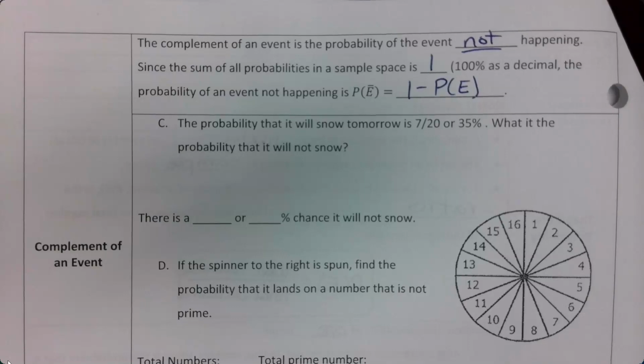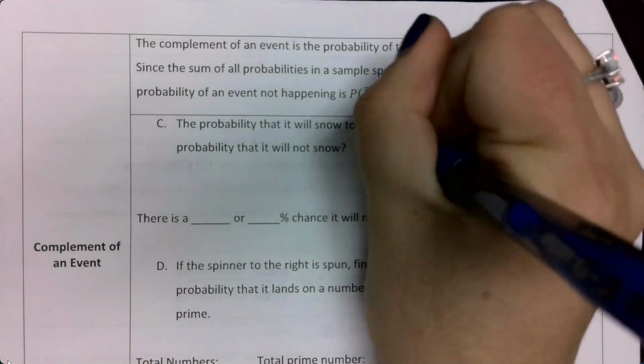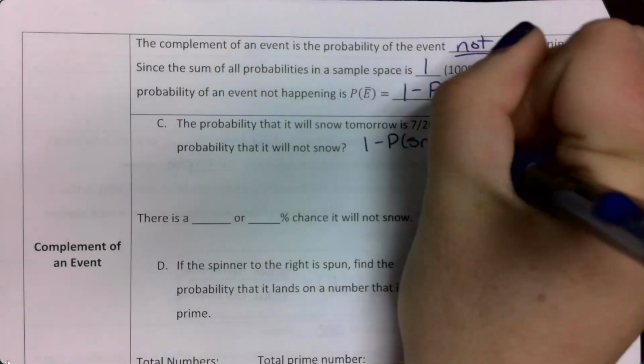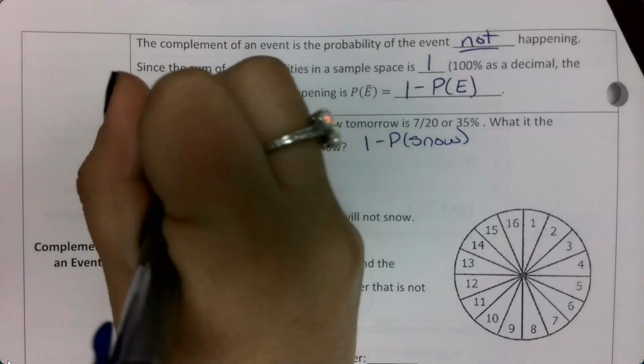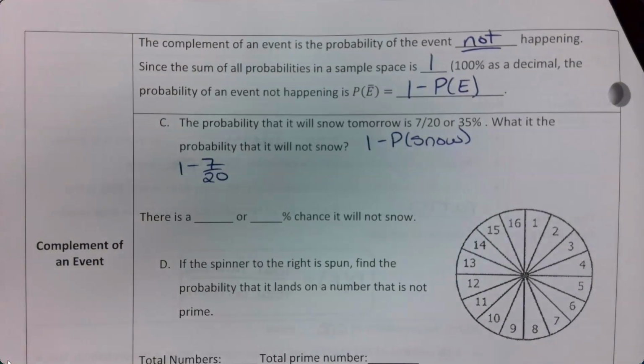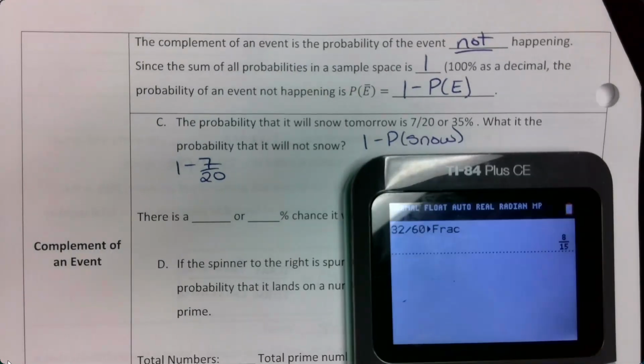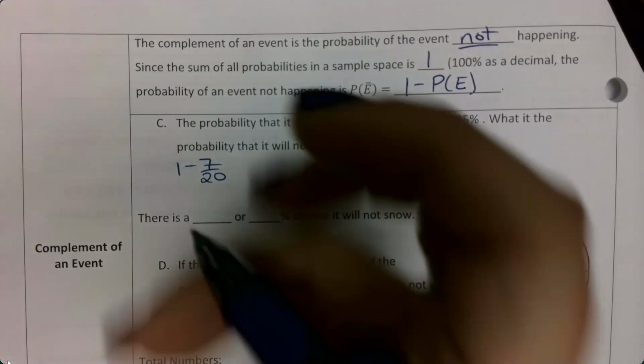So C says the probability that it will snow tomorrow is 7 out of 20, or 35%. What's the probability that it will not snow? So, to do this, I'm going to do 1 minus the probability that it will snow. So I'm going to do 1 minus 7 over 20. And I can do this on my calculator. I can do 1 minus, and then 7 divided by 20. And then I want to go math, fraction, to turn it back into a fraction. So this gives me 13 over 20.